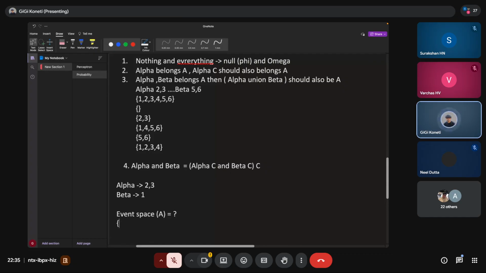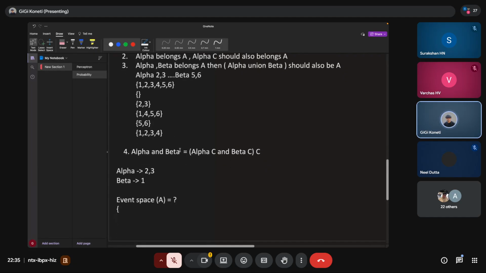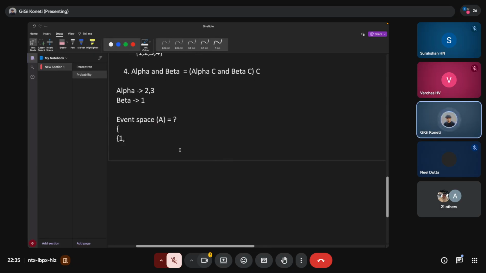So we will open a set. What will be in it? First the superset should come. You should be doing it with me, not just listening. You should be calculating the answer in your mind. So 1, 2, 3, 4, 5, 6 will be there. And its complement, we will write pairwise. Its complement will be empty. And here we define alpha. Alpha will be 2, 3, and its complement will be 1, 4, 5, 6.